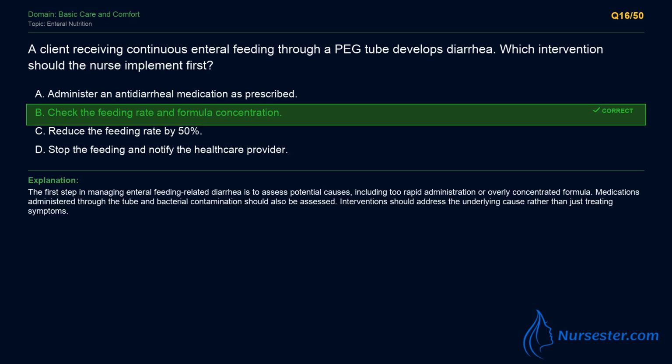The correct answer is B. The first step in managing enteral feeding-related diarrhea is to assess potential causes, including too rapid administration or overly concentrated formula. Medications administered through the tube and bacterial contamination should also be assessed. Interventions should address the underlying cause rather than just treating symptoms.